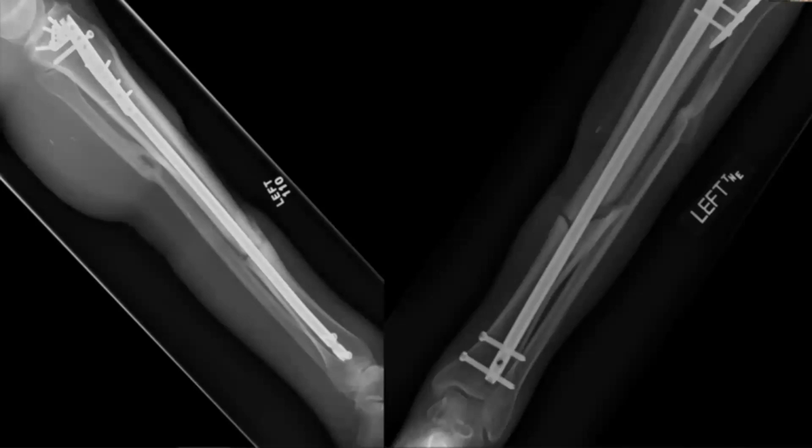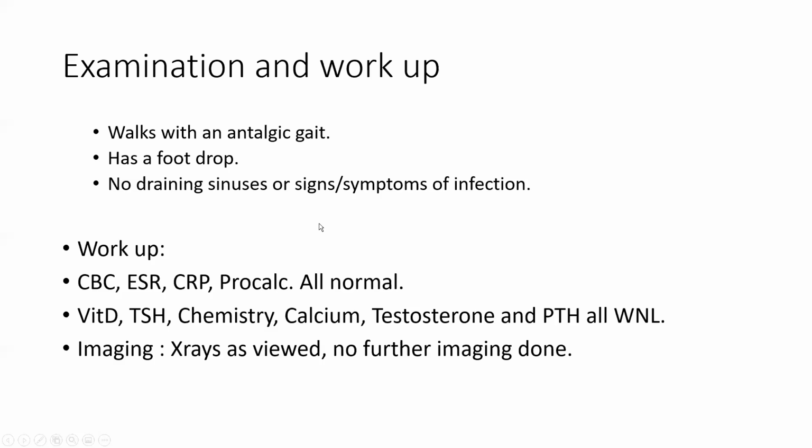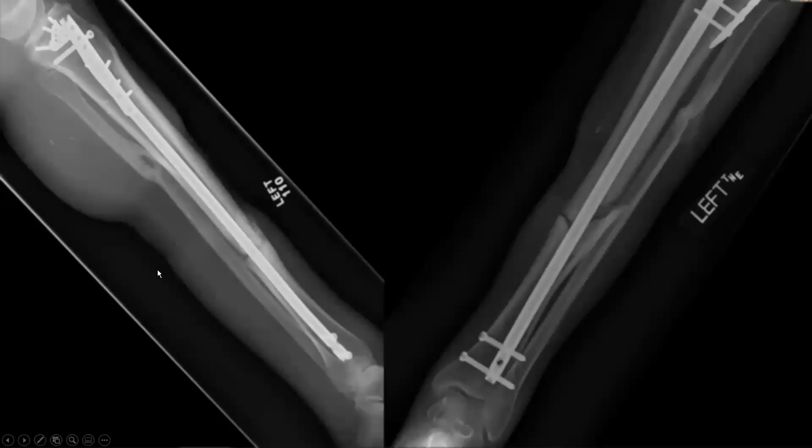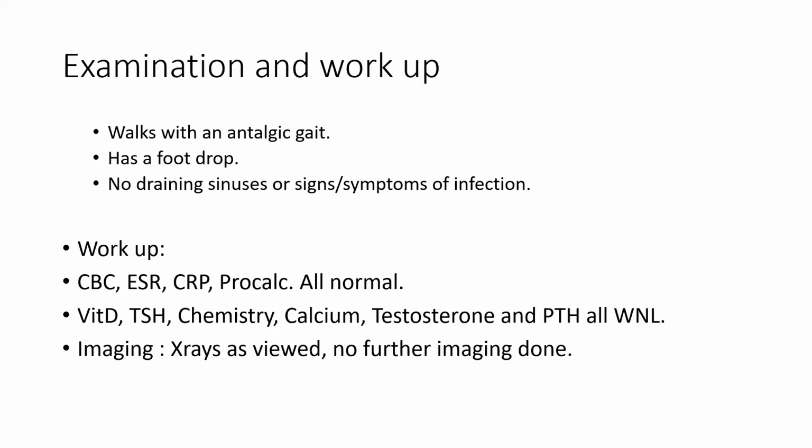And as you can see, I would comment on this fixation. I think it's a proper fixation with good length and good size nail, excellent alignment. But 10 months now, there should be full healing, and there is no healing. So let's move on. The patient walks with an antalgic gait. The patient has a foot drop, and from the x-rays you can see the brace marking on the skin, and no draining sinuses or any signs or symptoms of infection.